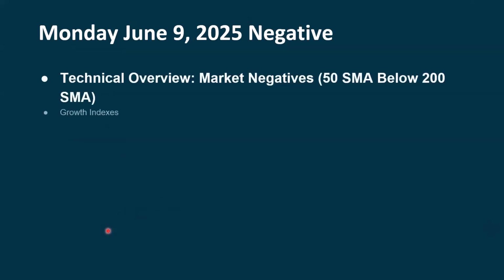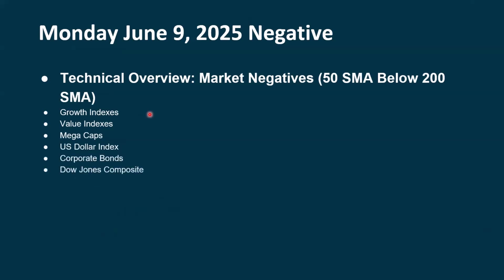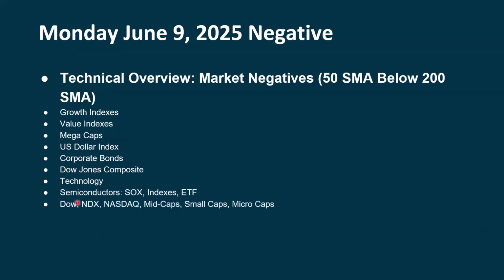And then we look at the negative side. We look at the growth and value indexes all by themselves. They're still technically in downtrends, where the mega caps are in downtrends but improving. The US dollar index is in a downtrend, as are corporate bonds. The Dow Jones Composite, tech sector, a lot of these are improving, but they're still in downtrends. The semiconductors are still in downtrends as well. And then the Dow, the NASDAQ 100, NASDAQ mid caps, small caps, and micro caps. So everything's still in downtrends, but really improving.